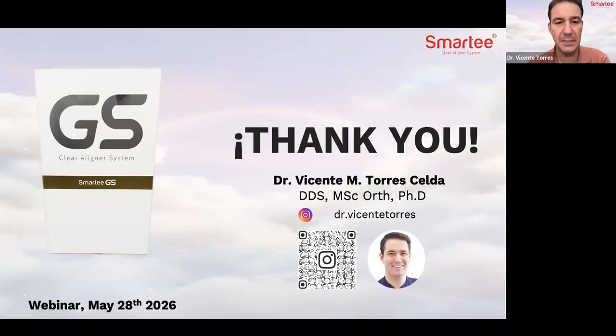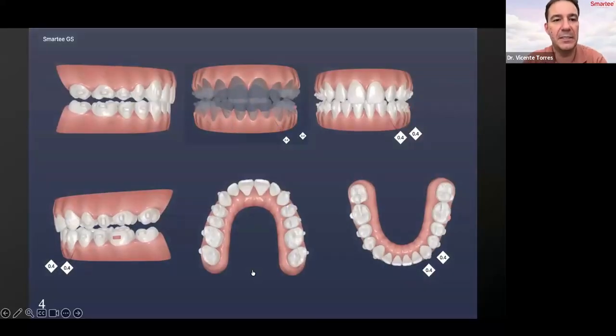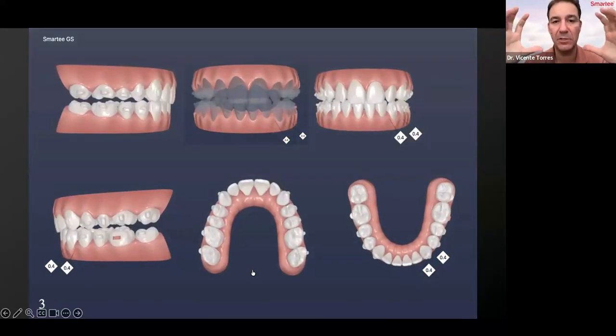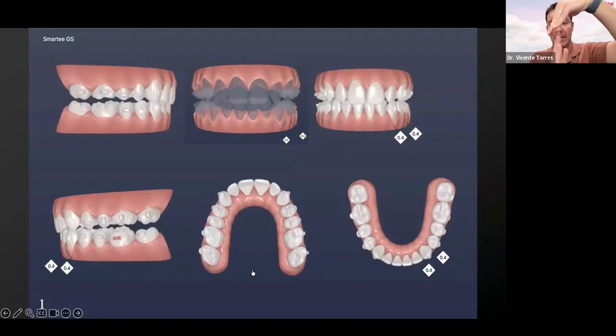This is how to close. You can see here, right now I'm doing extrusion only with the attachments. It's not necessary from the beginning. It's not necessary to use buttons. The second one, I need to create overjet. Why? Because I need to correct.